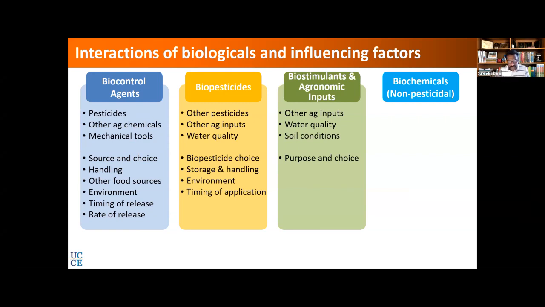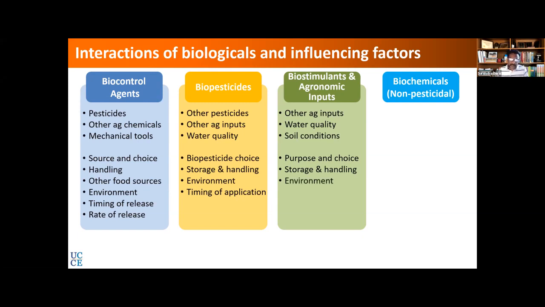Then the purpose and choice. What purpose are we using this for? Is it to increase the nutrient absorption or water absorption, or is it for protecting from high salt conditions or drought conditions? So you have different biostimulants that are beneficial based on the purpose. So we have to choose the right one. Then same as the other ones, storage and handling, and then the impact of the environment.